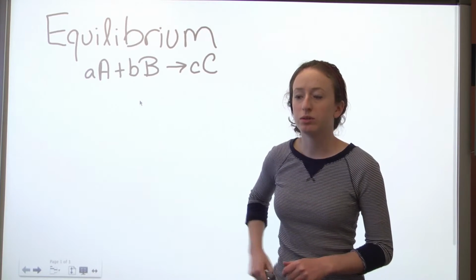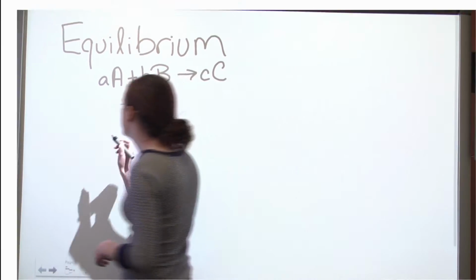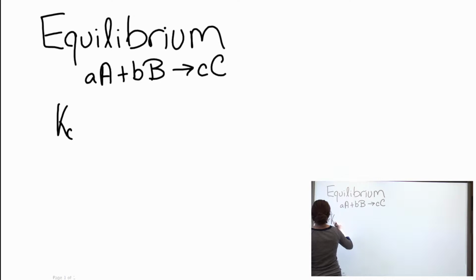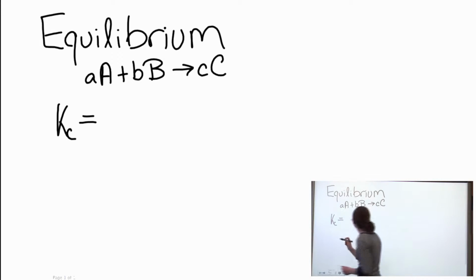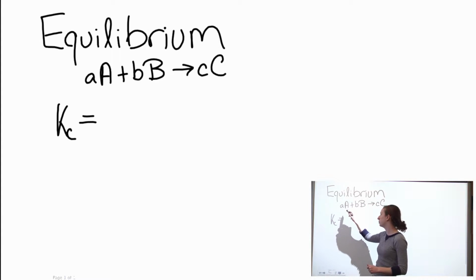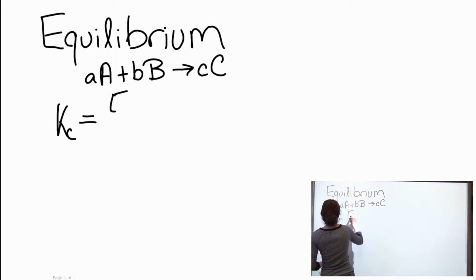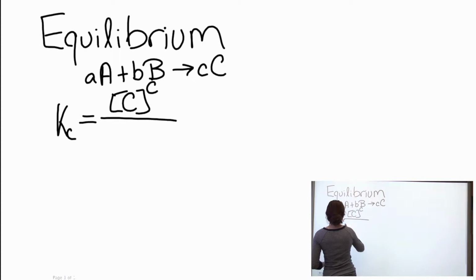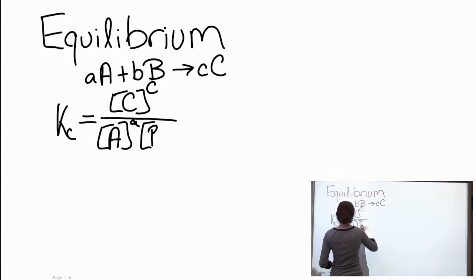To determine the equilibrium constant for that reaction, it's really simple. You just have K sub C is going to equal, you take the concentration of your products raised to the power of their coefficients and divide that by the concentration of your reactants raised to the power of their coefficients. So for this equation, you'd have the concentration of big C raised to the power of little c, all over the concentration of big A raised to little a times the concentration of big B raised to little b.